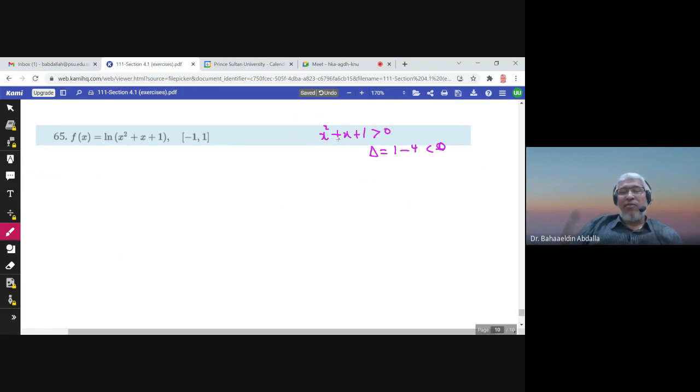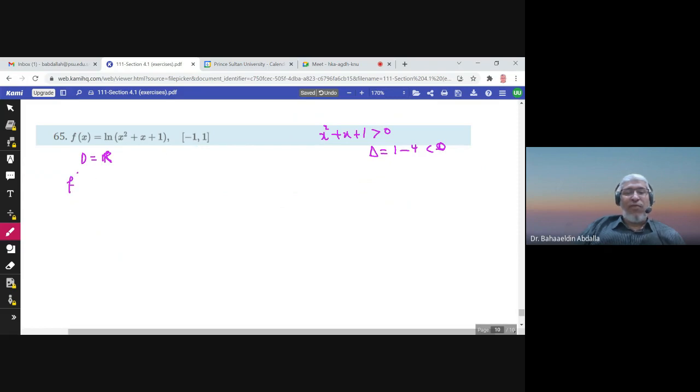Can this value be equal to 0? No, I mean the discriminant is negative, so there is no real solution. So it will not ever be 0. So it's always greater than 0. So the domain would be all real numbers. It cannot be equal to 0. All right. But anyway, we need from negative 1 to 1.